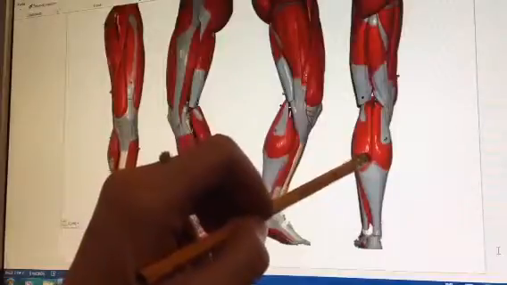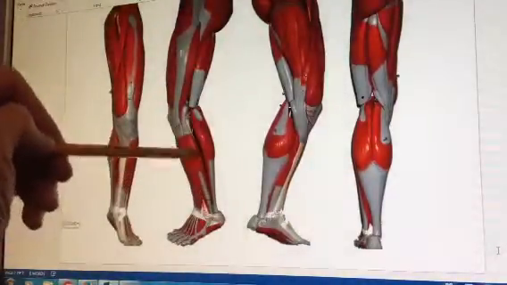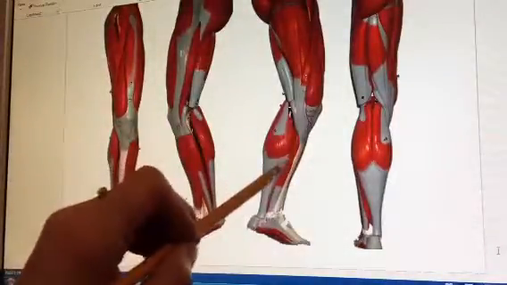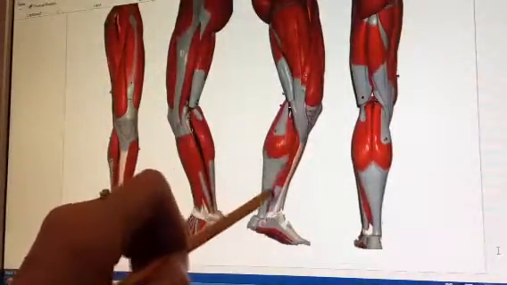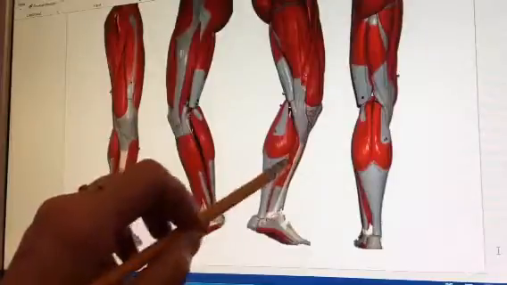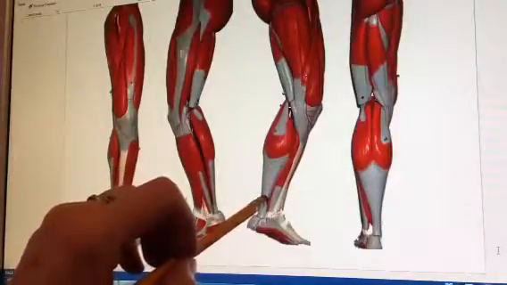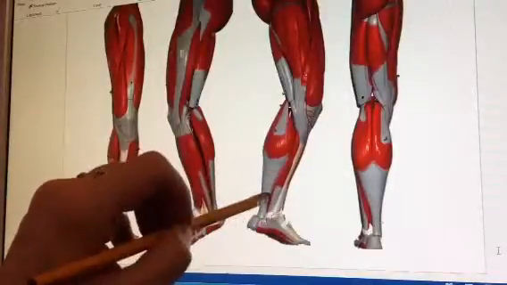Underneath the gastrocnemius is another muscle here. It's the soleus muscle. It's kind of hard to see. It's actually this thin muscle underneath the Achilles tendon of the gastrocnemius. That thin muscle, that's the soleus muscle. That also allows you to plantar flex, or to point your toes.